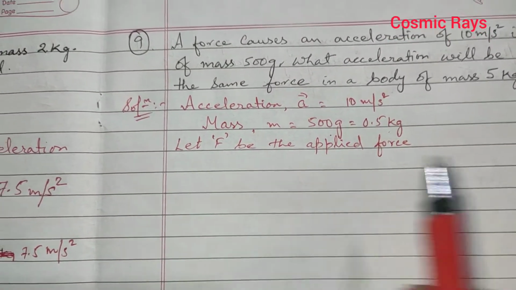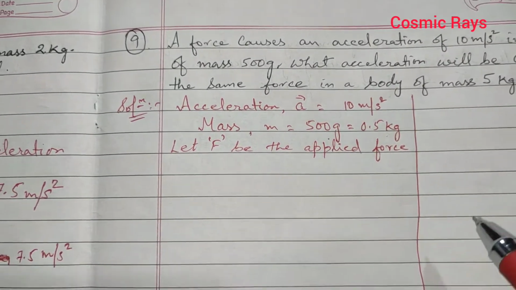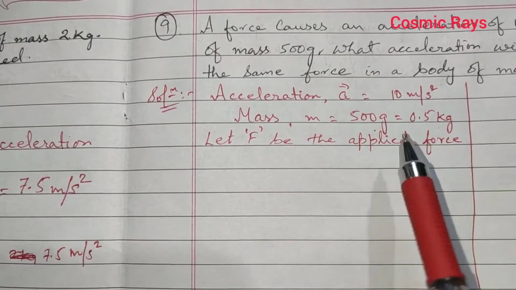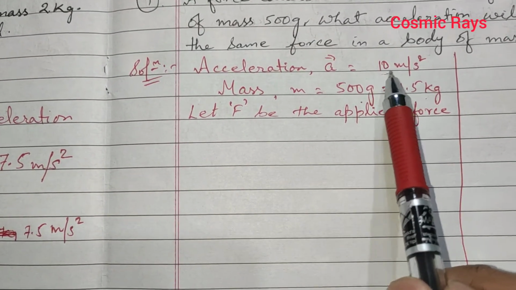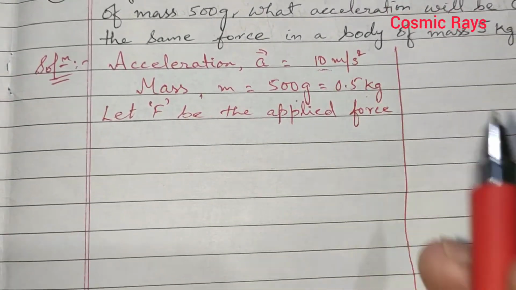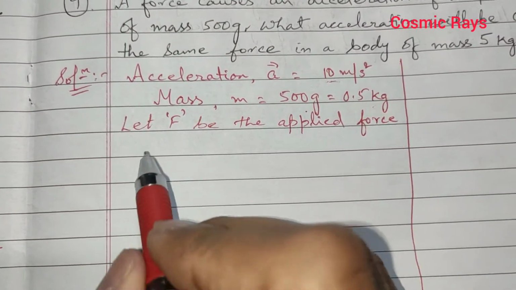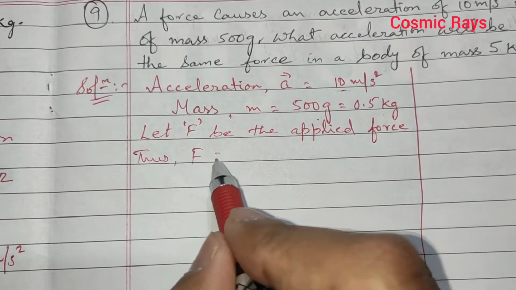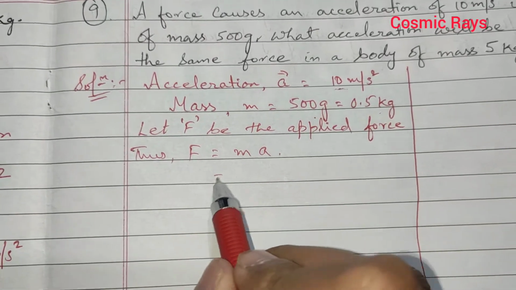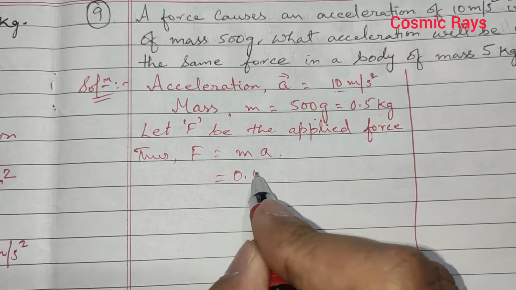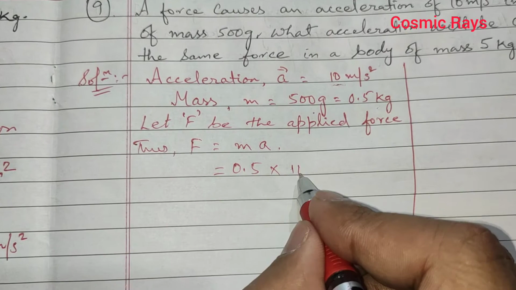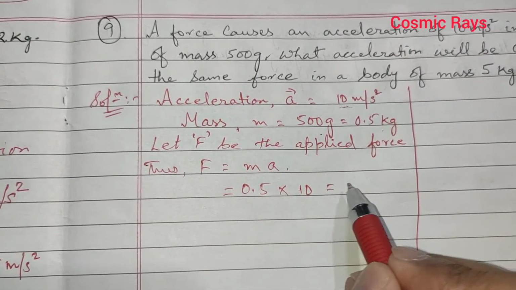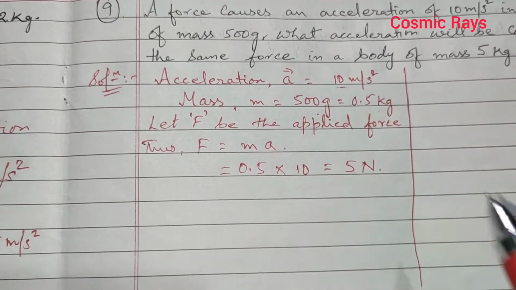So we say that let F be the applied force which is being applied. So after applying this force, we get the acceleration of 10 meter per second square. So now we will find out what is the value of force. Using the equation, force is equal to mass into acceleration. We have the mass 0.5 kg multiplied by acceleration produced, 10 meter per second square. After multiplication we will get 5, and the unit of force is Newton.